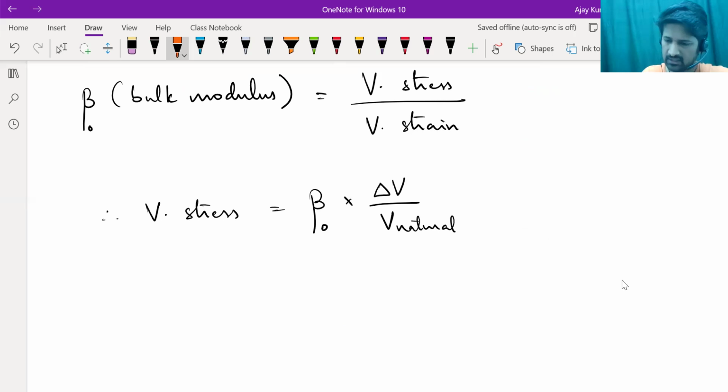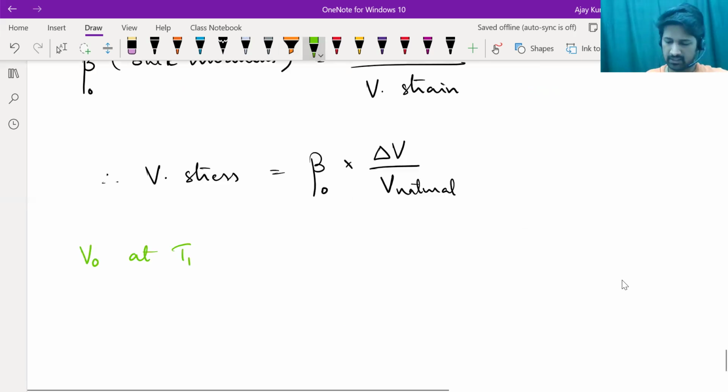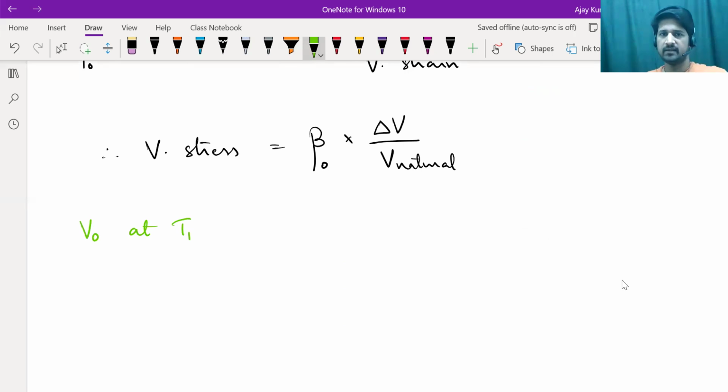Assume some object has initial volume V naught at temperature T1. Okay, this is the free volume of that object at temperature T1. Now when you raise temperature, volume will increase. You know how to write the expression for increase in volume in terms of gamma, change in temperature and all. So let's say temperature is raised by delta T. You can find out the new volume.